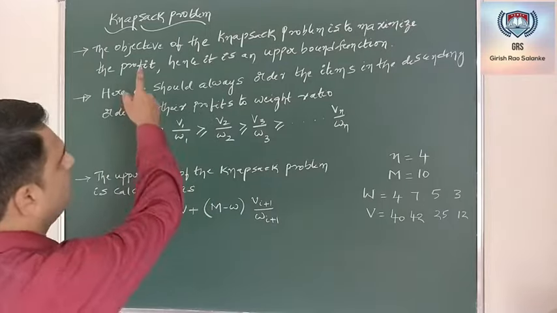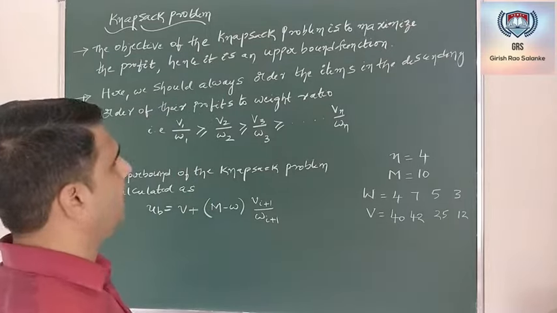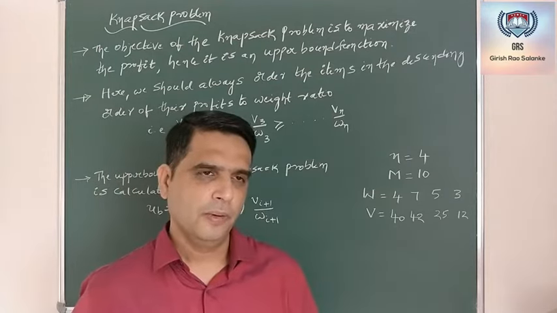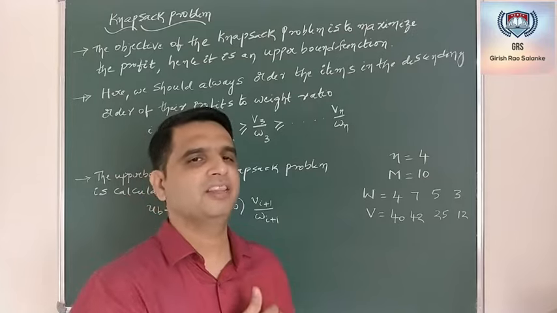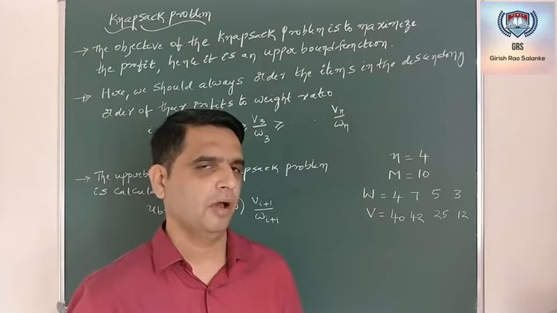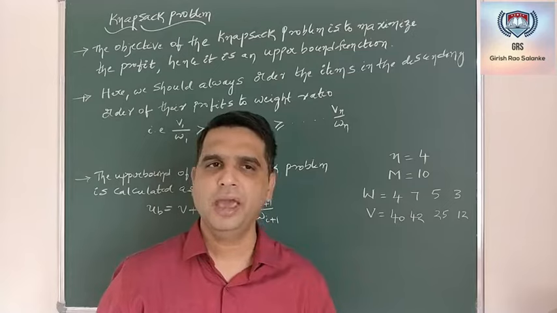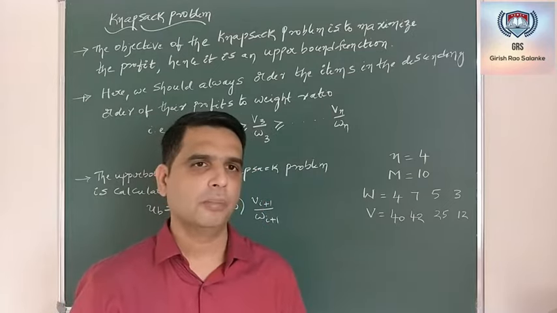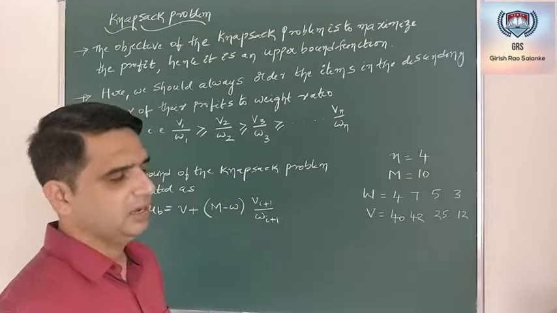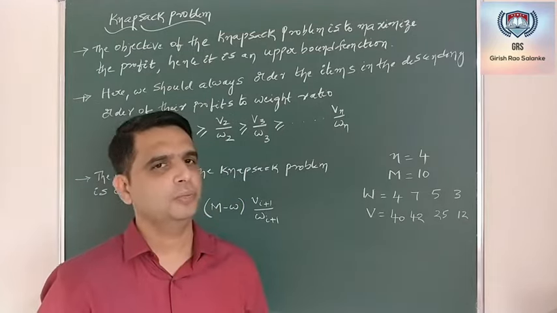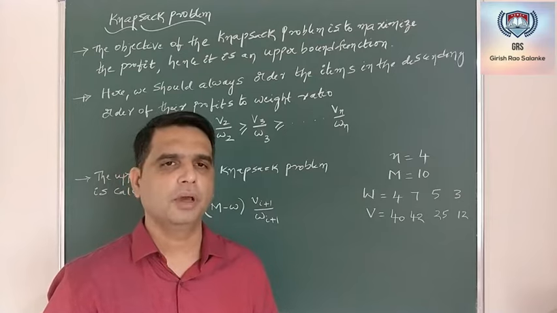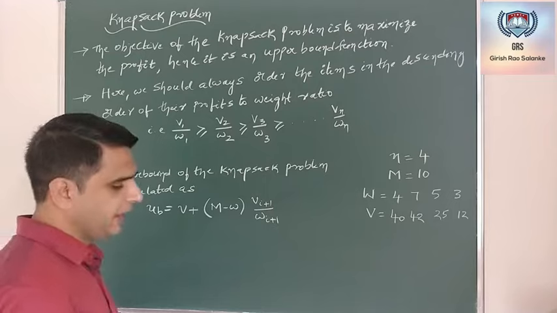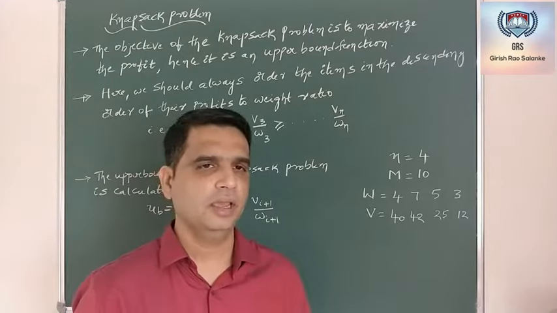So I have mentioned that the objective of the knapsack problem is to maximize the profit. Now as my objective is to maximize the profit, it is a maximization problem. As it is a maximization problem, the bounding function has to be an upper bound. Whereas in the case of the assignment problem, it was a lower bound. So note that in the case of the knapsack problem, it has to be an upper bound function.